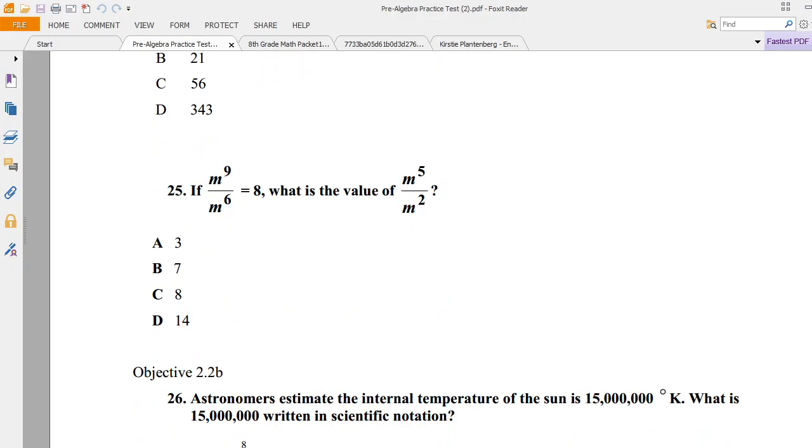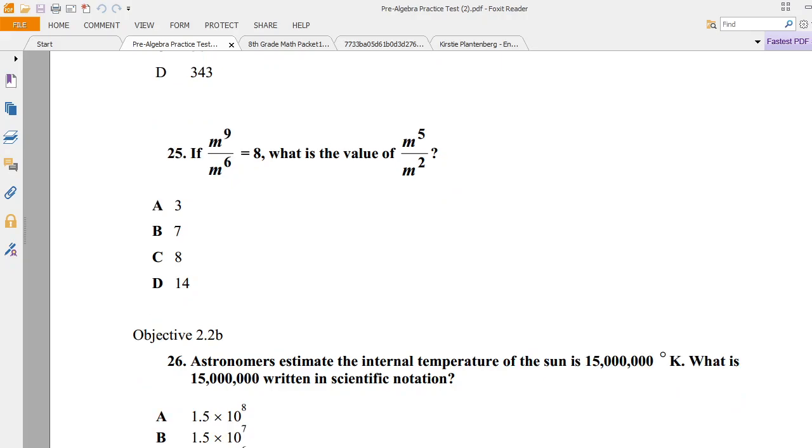The next question is, if m raised to 9 over m raised to 6 is equal to 8, what is the value of m raised to 5 over m raised to 2? You are given the first input so that you can find the value of m in the second part of the question. So let's solve this problem.